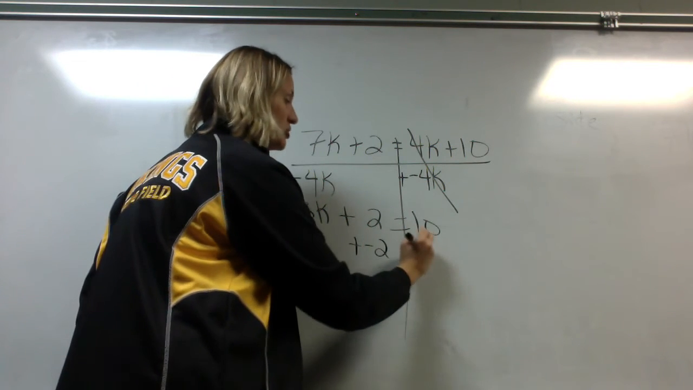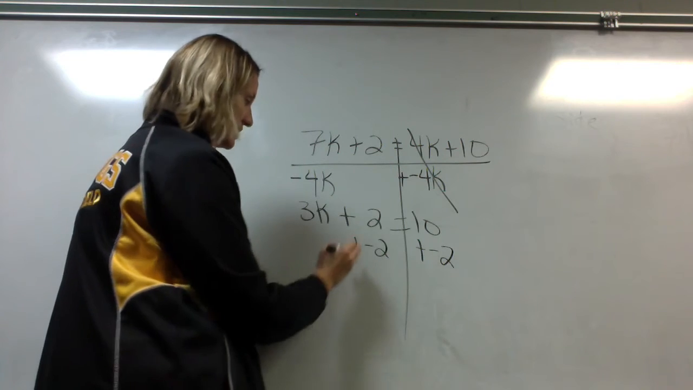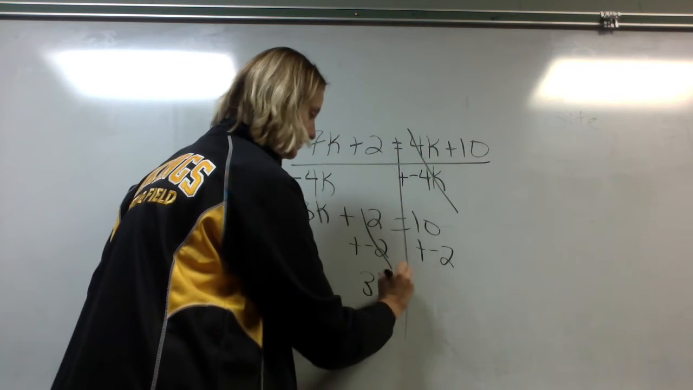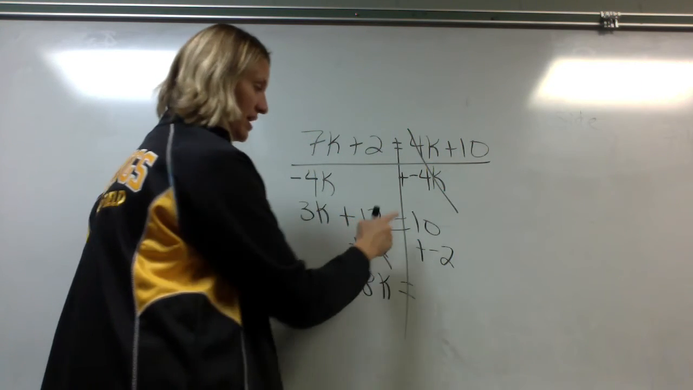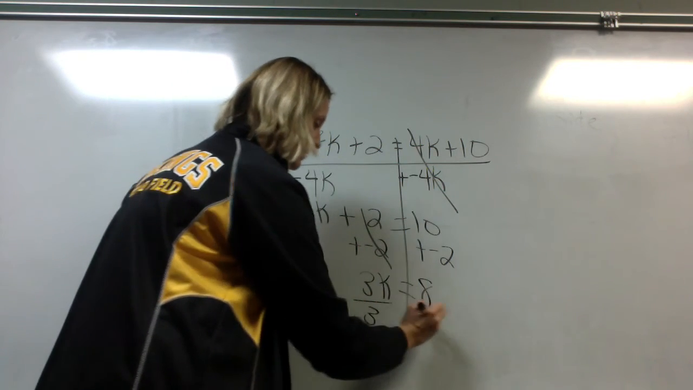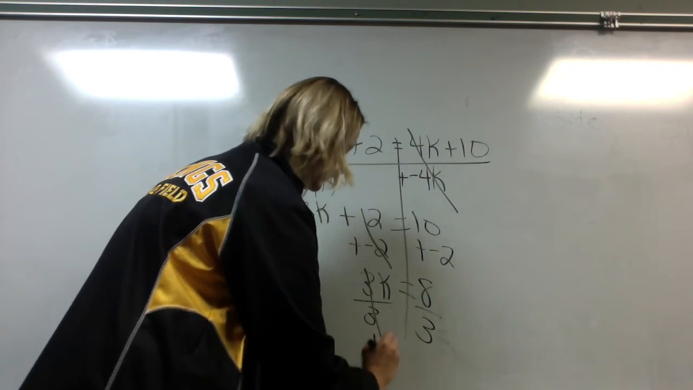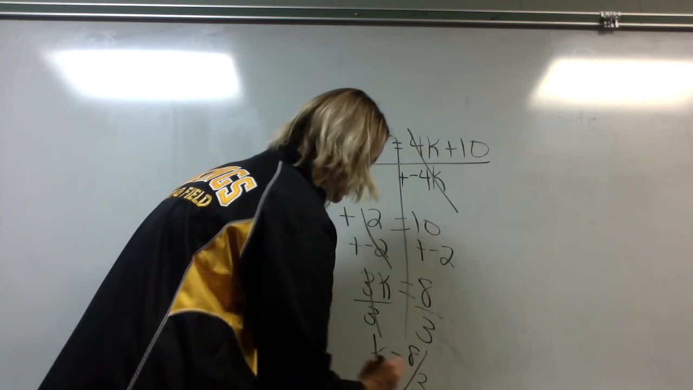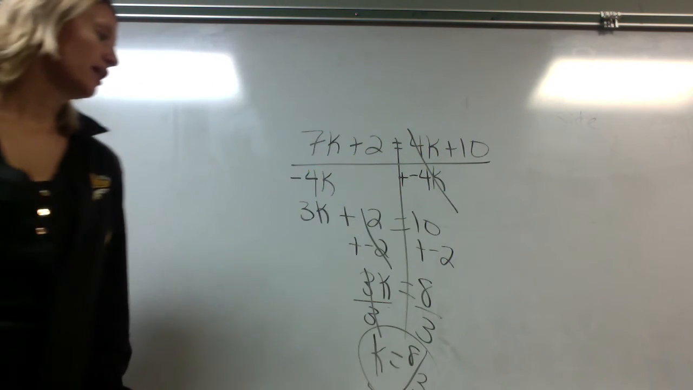Undo the addition first by adding the opposite and balancing the scale. 3k is now going to give me 8. Undo by multiplying by the reciprocal. K is 8/3.